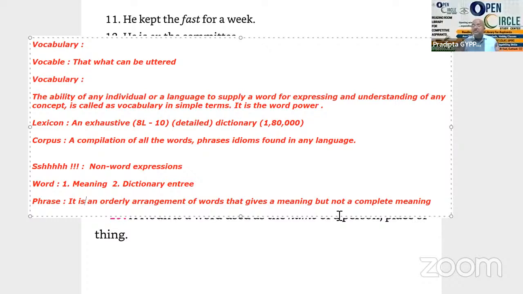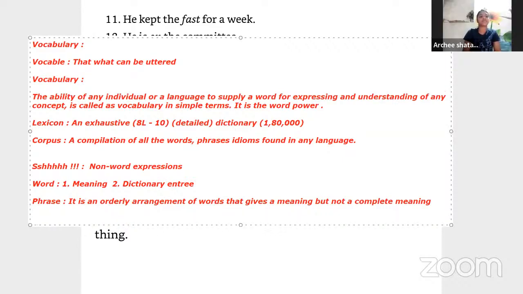Suppose I say the roses from Bangalore. Then you will ask, sir, फिर क्या हुआ sir? Roses from Bangalore, उसके बाद क्या हुआ? So you say, if I say, the roses from Bangalore are fresh, now it is a complete meaning. So Archie, do you understand what is phrase?